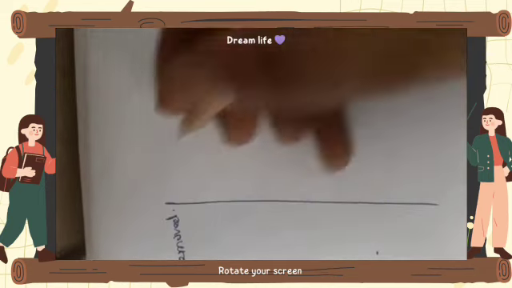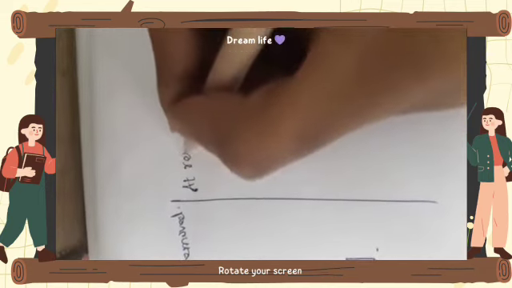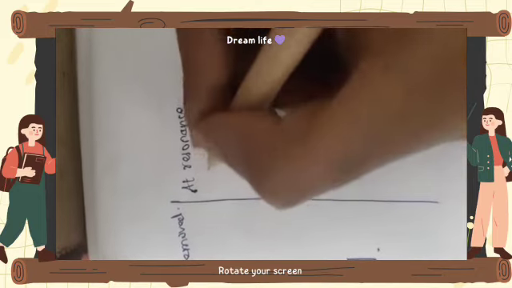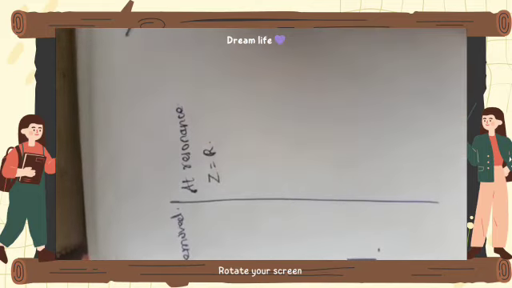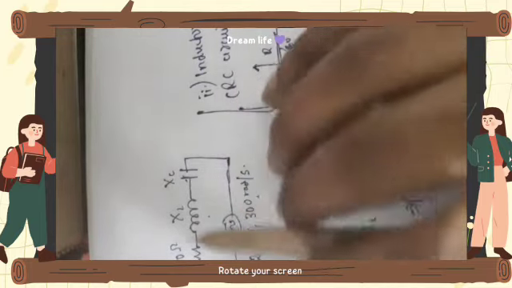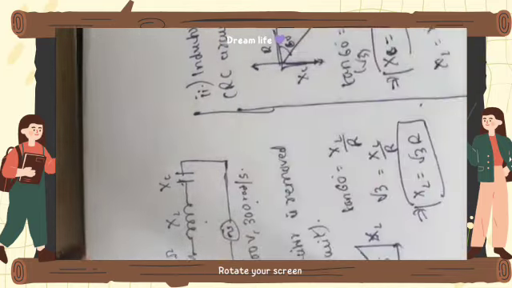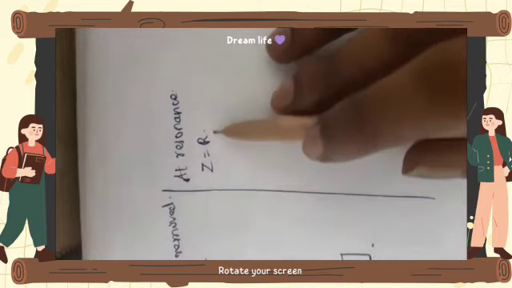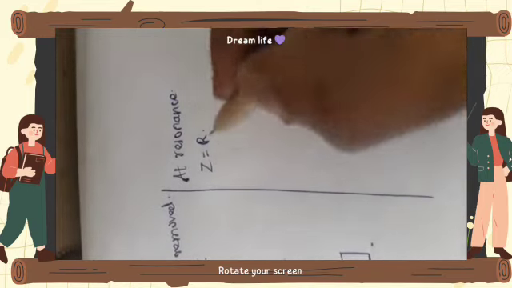So we know that at resonance the total impedance is equal to the resistance of the circuit, because XL and XC would get cancelled when calculating impedance. So there will be only resistance. So the impedance will be equal to resistance. So now we have to find the current.